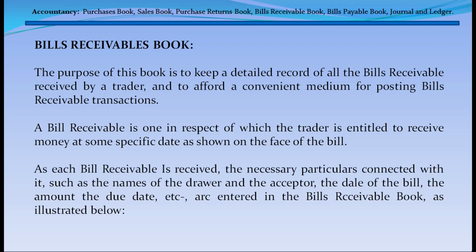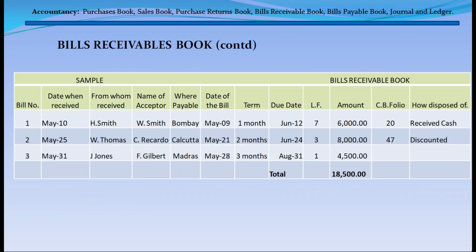As each bill receivable is received, necessary particulars connected with it, such as the names of the drawer and the acceptor, the date of the bill, the amount, the due date, etc., are entered in the bills receivable book as illustrated below. Sample bills receivable book contains bill number, date when received, from whom received column, name of the acceptor column, where payable column, date of the bill column, term column, due date of the bill column, ledger folio, amount of the bill, CB folio, and how it is disposed of.